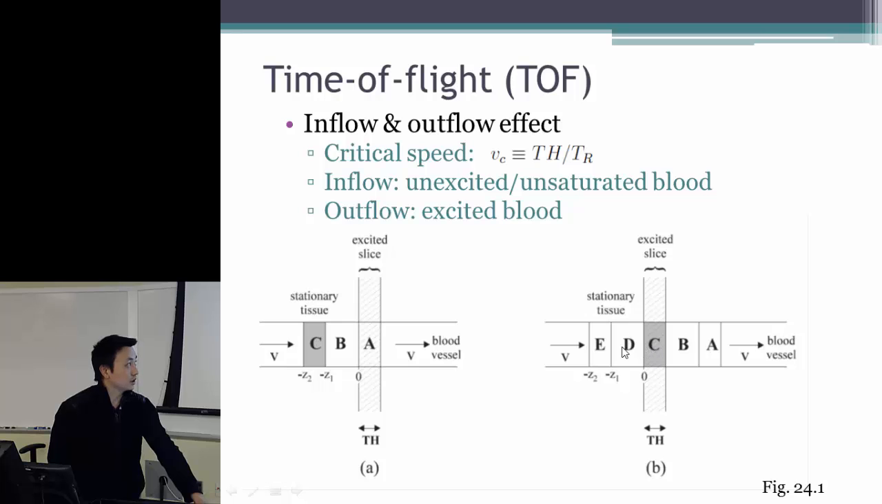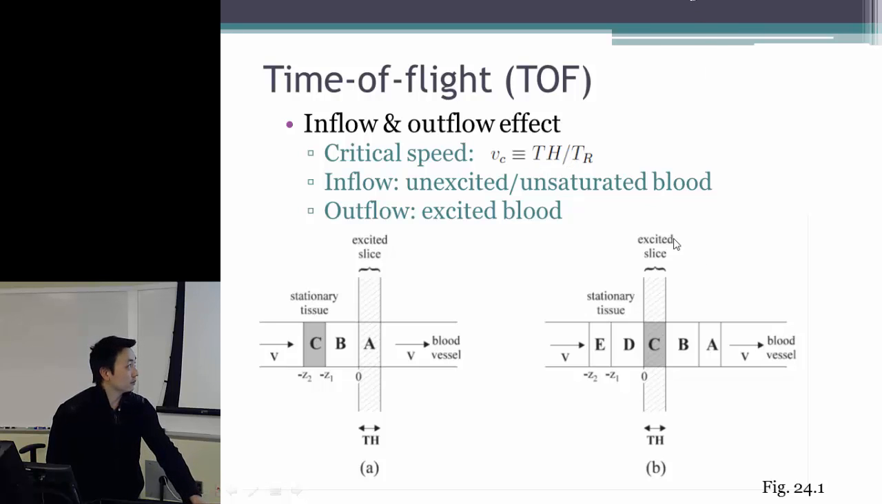So there is a critical speed when we are talking about this. If we are exciting a slice with a certain thickness, the critical speed of the blood for a total inflow effect or a total outflow effect is simply determined by the slice thickness over the TR.